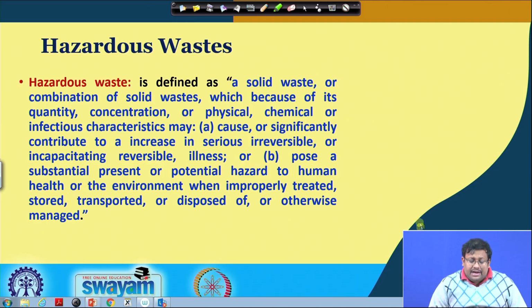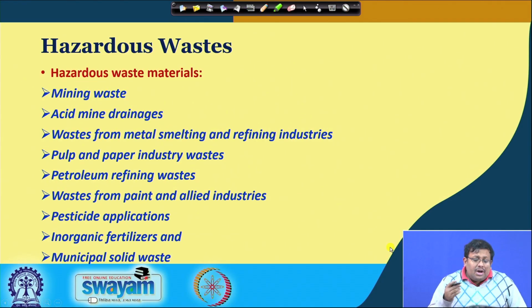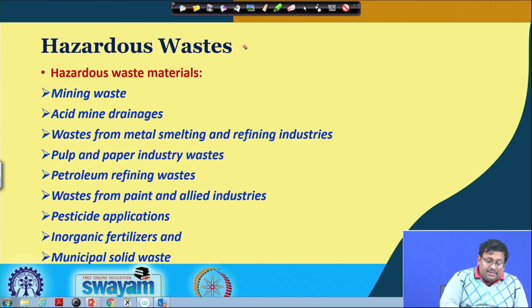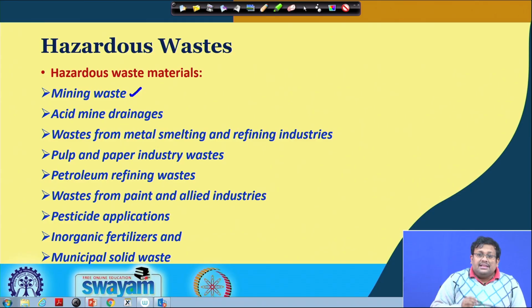So, if we go ahead, what are the different types of hazardous waste materials? The question always comes: we have seen there are different types of solid waste, so what are the different types of hazardous waste materials? Obviously, there are different types of hazardous waste materials like mining wastes. One of the major mining wastes is acid drainage, and this acid drainage also produces different types of hazardous impact on the environment. Then acid mine drainage, obviously, is incorporated here.